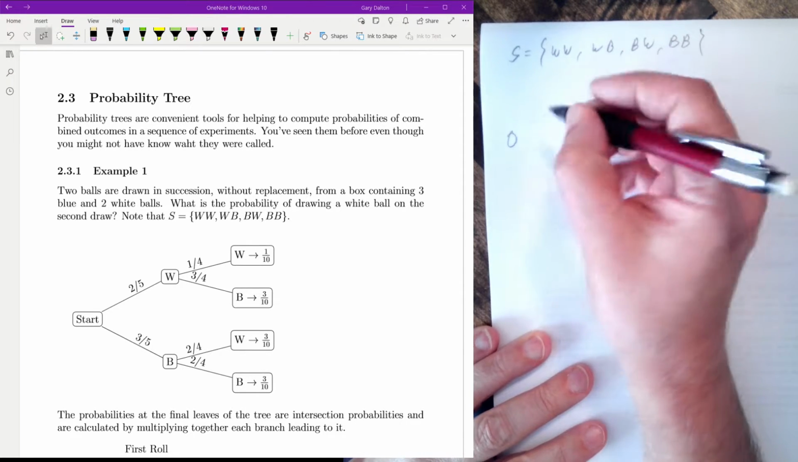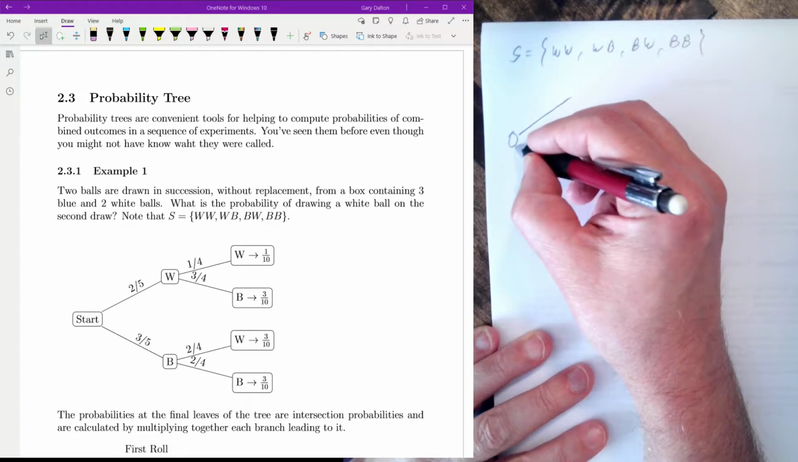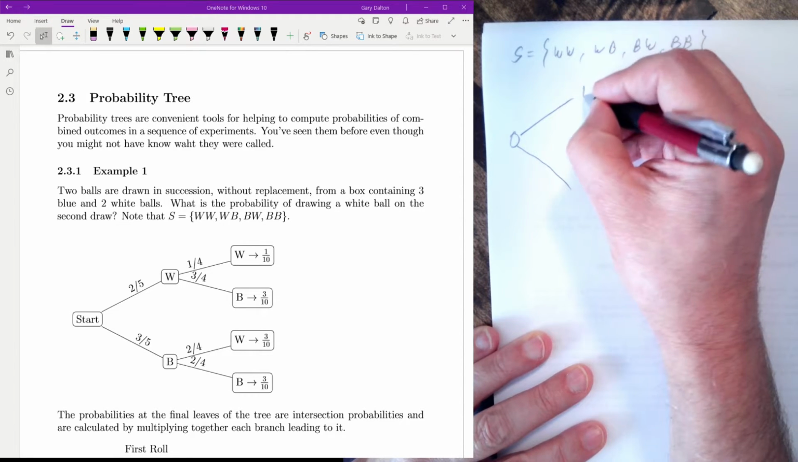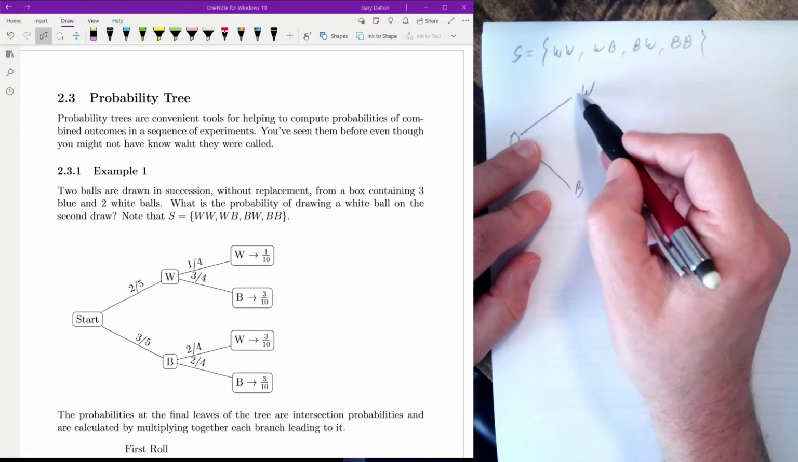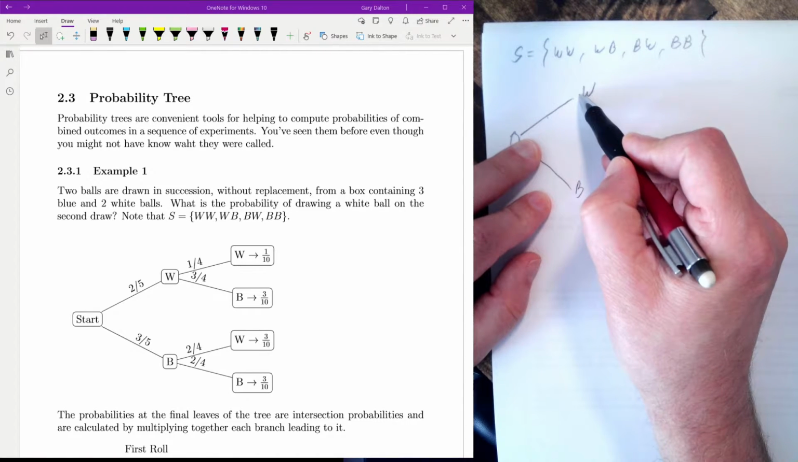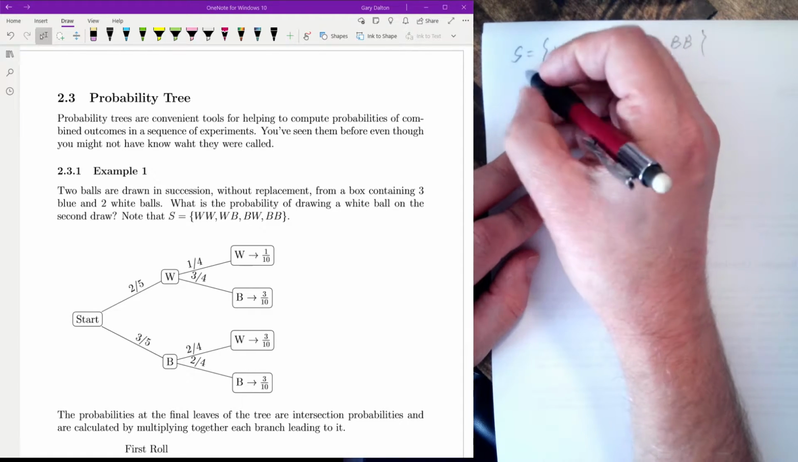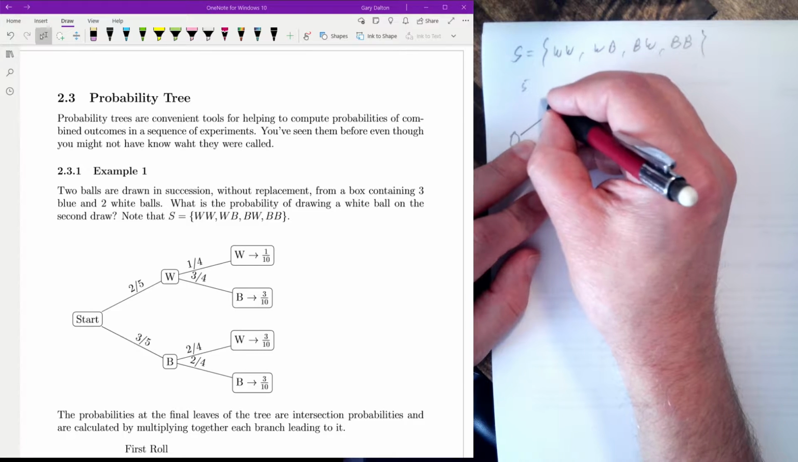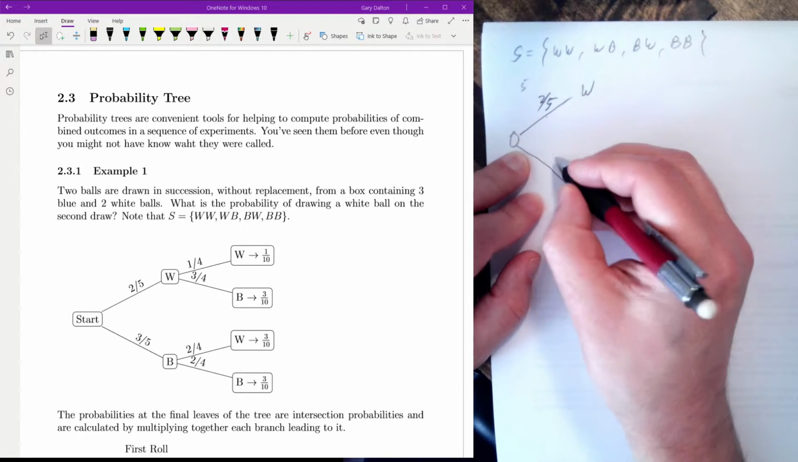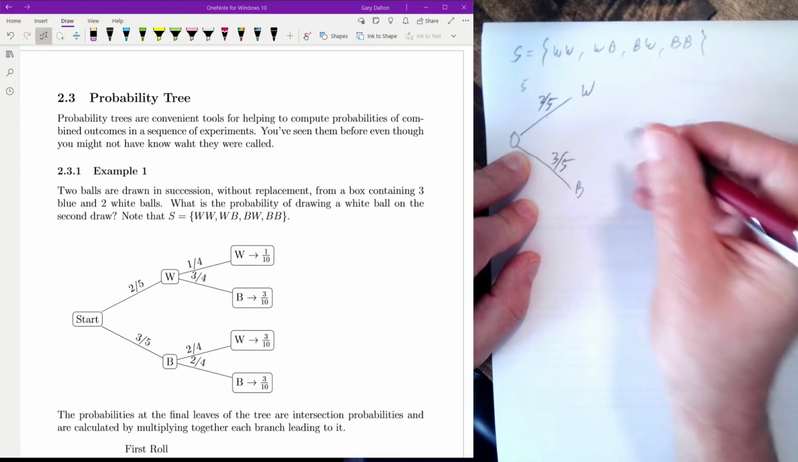So when we do this, we start and we just make a branch, and we say, okay, we put white here, blue here, and then we look. What's the probability of drawing a white ball? There's five total balls, right? In the first draw, there's five total. Two of them are white. So 2/5 for white and 3/5 for blue.